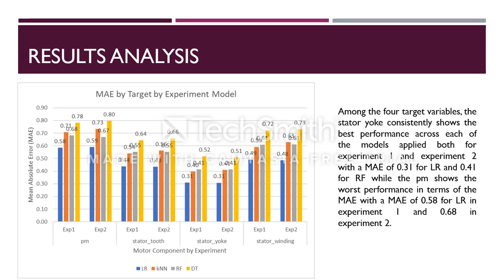Among the 4 target variables, the stator yoke consistently shows the least errors across each of the models applied for both experiment 1 and experiment 2, with a mean absolute error of 0.31 for linear regression and 0.41 for random forests, while the PM variable shows the worst performance with a mean absolute error of 0.58 for linear regression in experiment 1 and 0.68 in experiment 2.